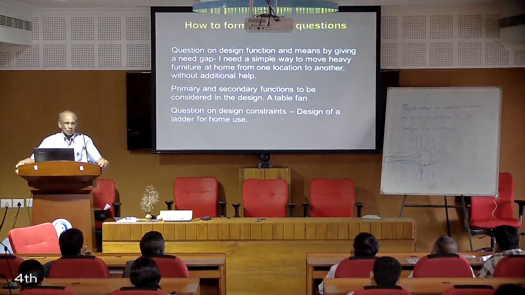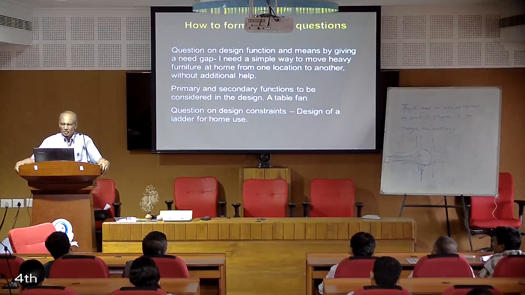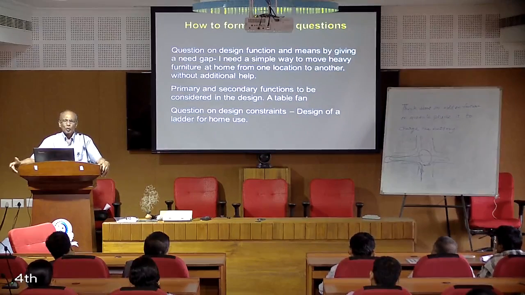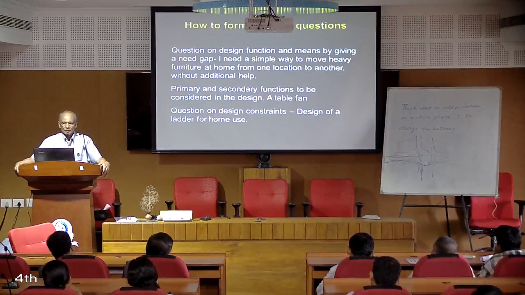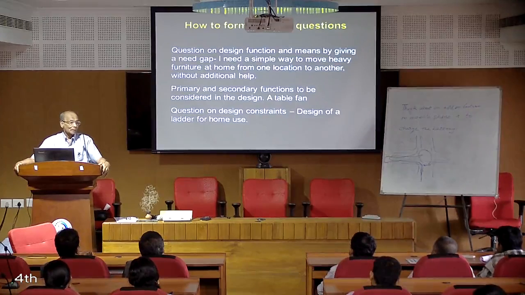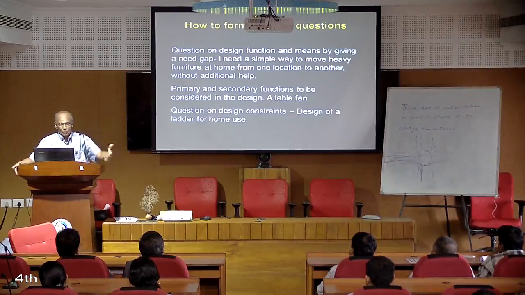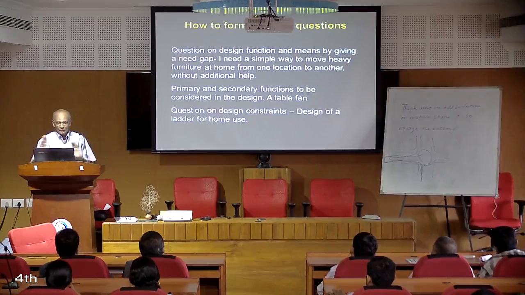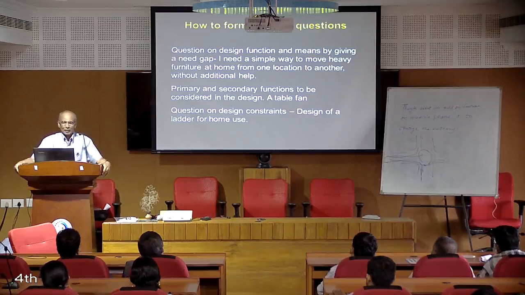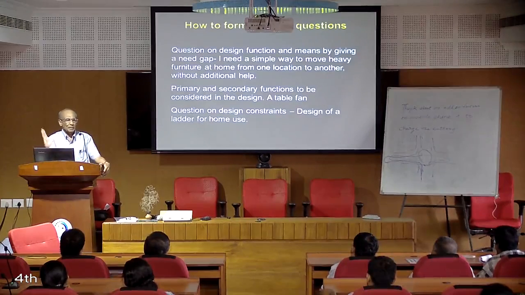Question on design constraints. All designs cannot be perfect, there will be a lot of constraints and limitations. Design of a ladder for home use. What will be the constraint? Size, because at home you can't keep huge ladders, but at the same time you want one. So there should be some means by which it can be folded or whatever might be. Second, lightweight. So like that, a few points can be brought in which will allow the design of a ladder to be achieved. That's all what we are asking.